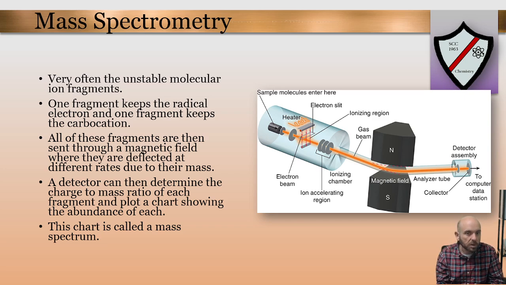So smaller charged particles are deflected more greatly than larger, more massive charged particles, and therefore we can use our detector to determine what different masses of fragments are there. And so we can set up and get a spectrum of the masses of these fragments that result from the mass spectrometry.